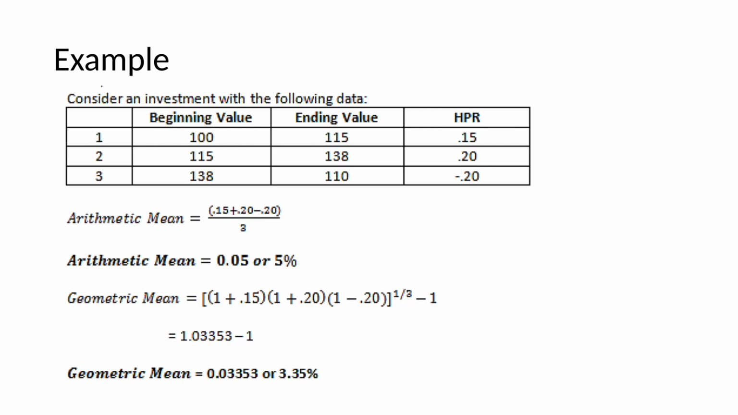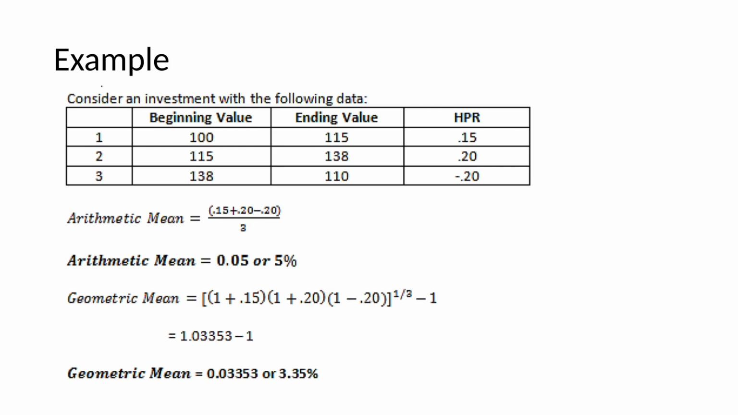This time, we go to the geometric mean. Take note that in the formula of the geometric mean, 1 is a constant. So, we simply substitute the given formula and we come up with the quantity of 1 plus 0.15 multiplied by 1 plus 0.20 multiplied by 1 minus 0.20 raised to 1 over 3, 3 being the number of periods, then minus 1.